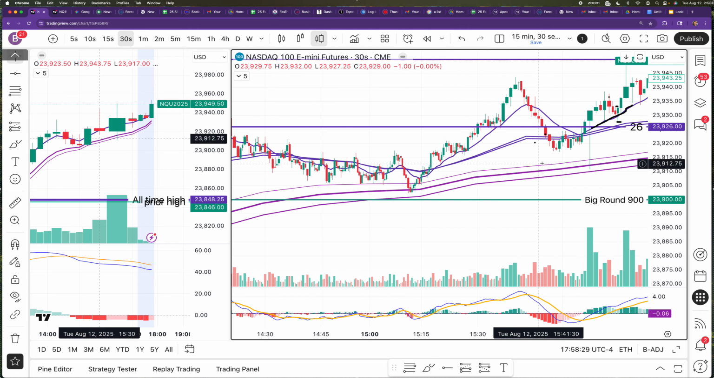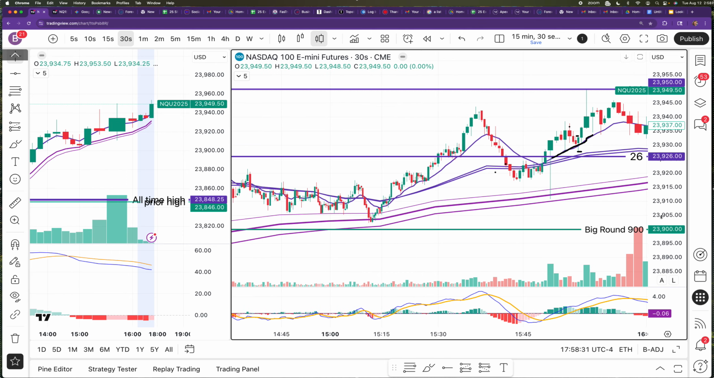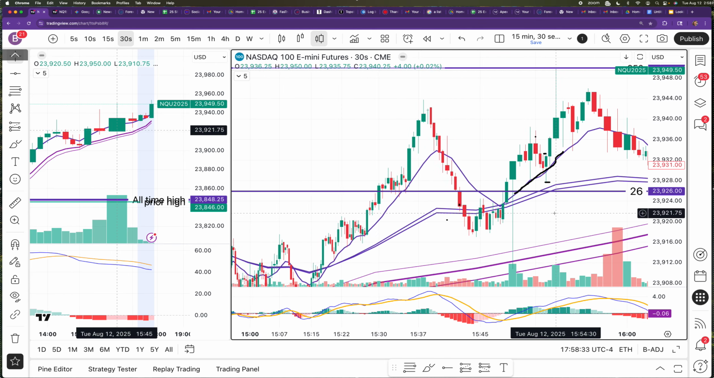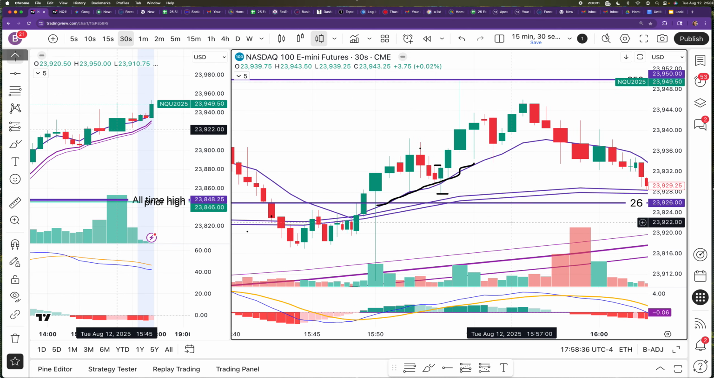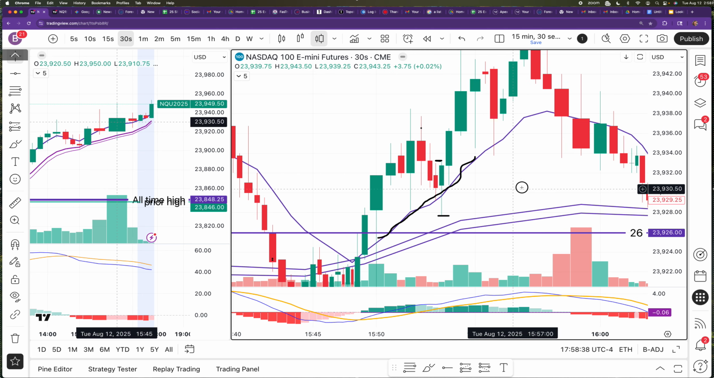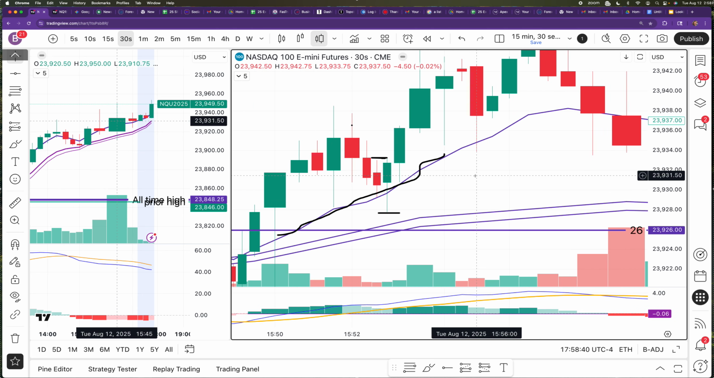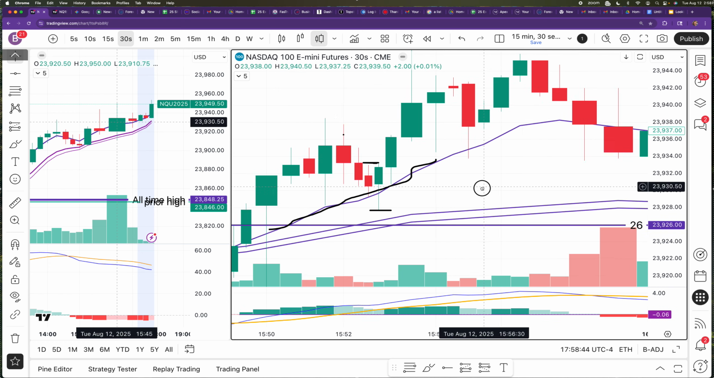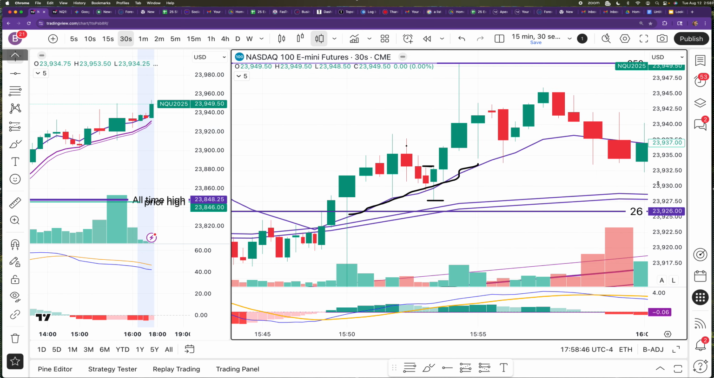Lately, I've been liking the 30-second charts because it's enough of a candle that gives me a bigger picture view of what's going on in that time frame, but it's small enough that I can still make split-second decisions and get in and out of things easily and quickly.